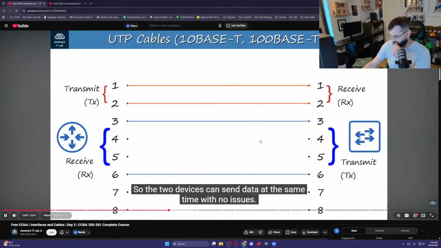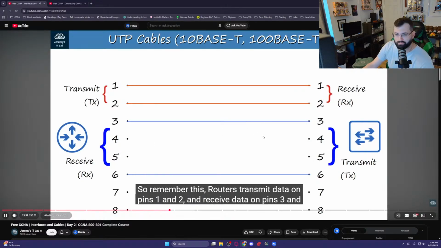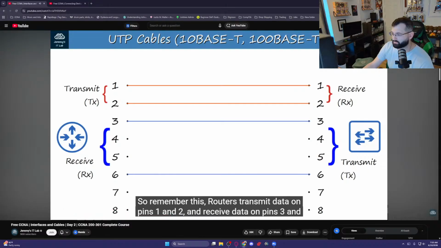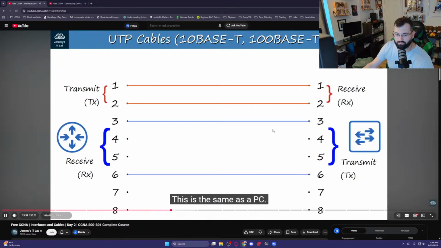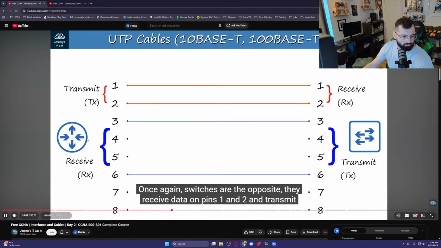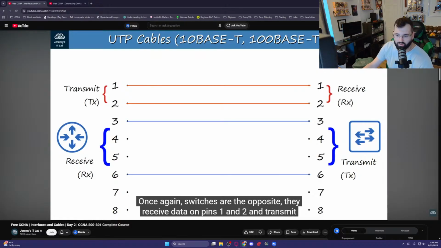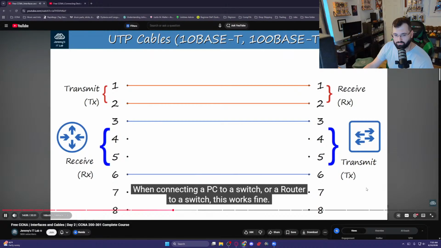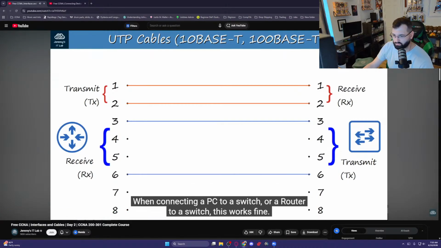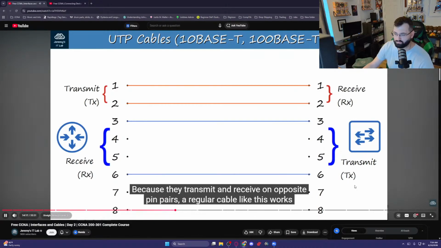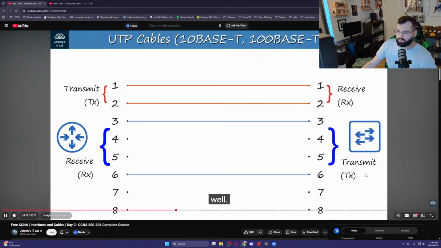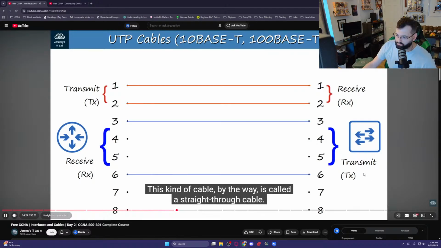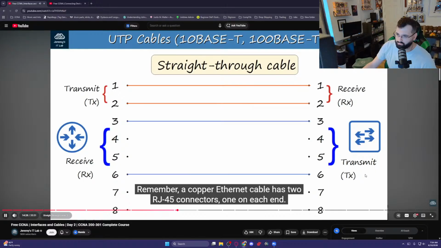So remember this. Routers transmit data on pins 1 and 2, and receive data on pins 3 and 6. This is the same as a PC. Once again, switches are the opposite. They receive data on pins 1 and 2, and transmit data on pins 3 and 6. When connecting a PC to a switch, or a router to a switch, this works fine. Because they transmit and receive on opposite pin pairs, a regular cable like this works well. This kind of cable, by the way, is called a straight-through cable. Remember, a copper Ethernet cable has two RJ45 connectors.